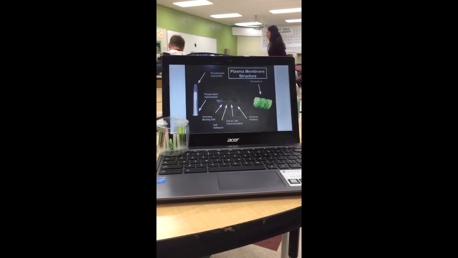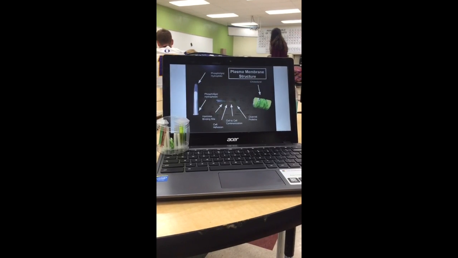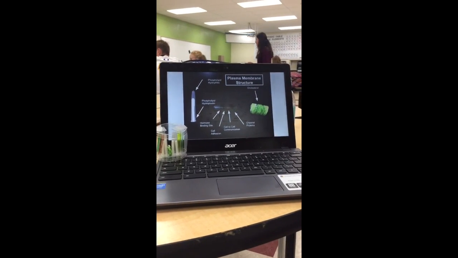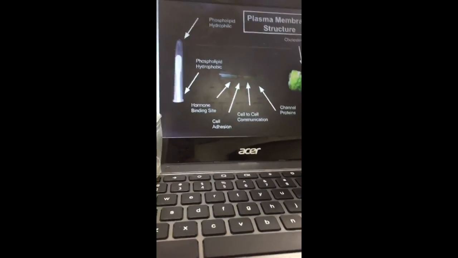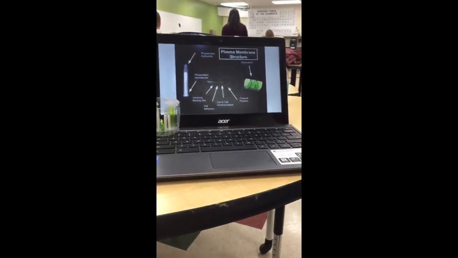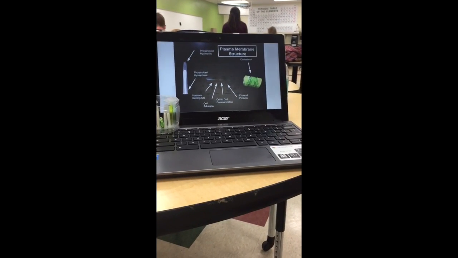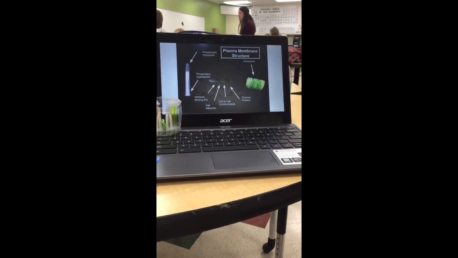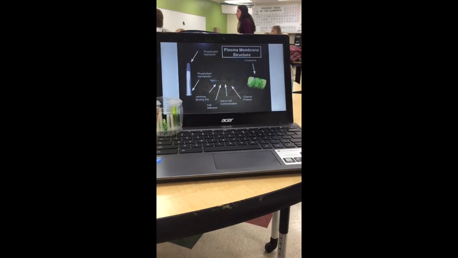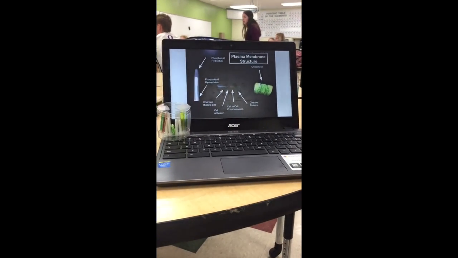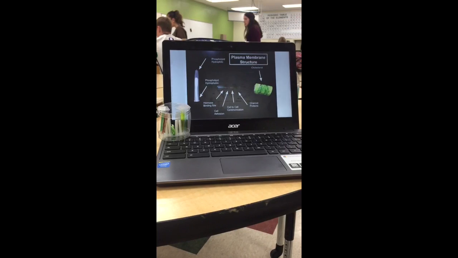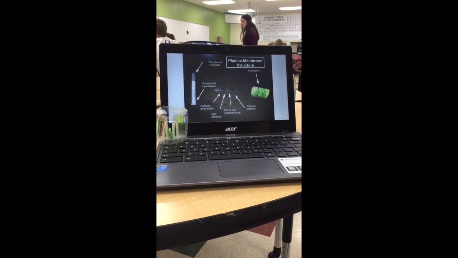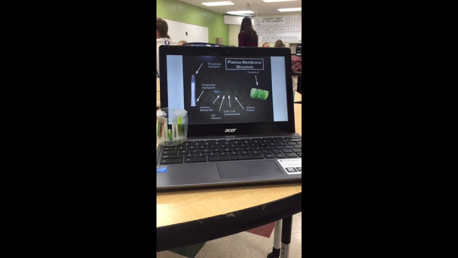And then secondly, cell adhesion is when proteins hook together in various ways, and this provides permanent or temporary connections, and they're referred to as junctions, and they can include gap junctions and tight junctions. Next is cell-to-cell communication, and this is when proteins have carbohydrate molecules attached to them, and they provide an identification label, and that represents the cells of different types of species. And then lastly, channel proteins span throughout the membrane, and it provides passageways for substances to move through.